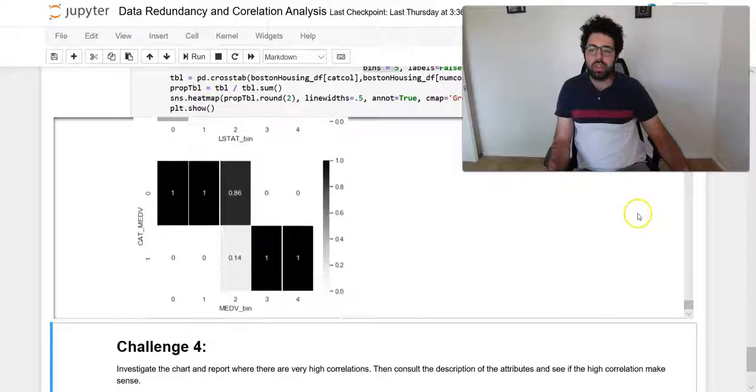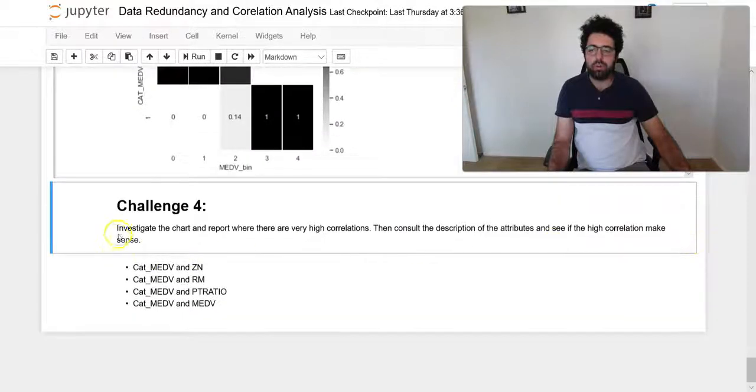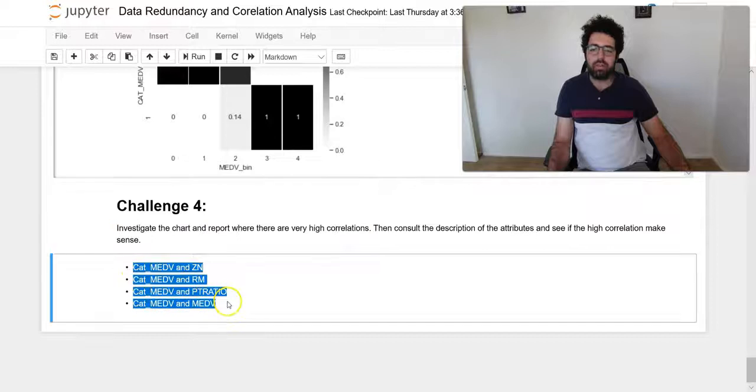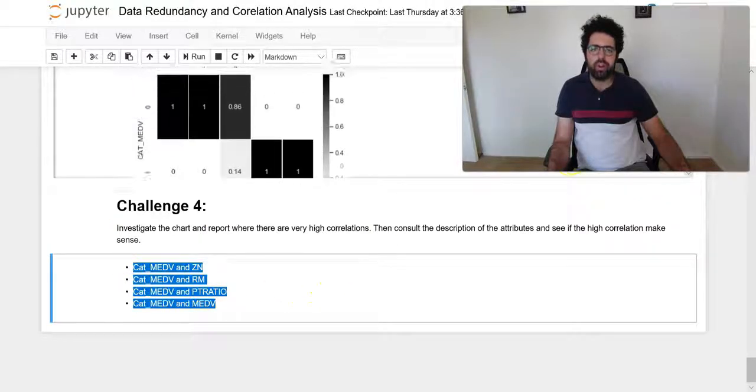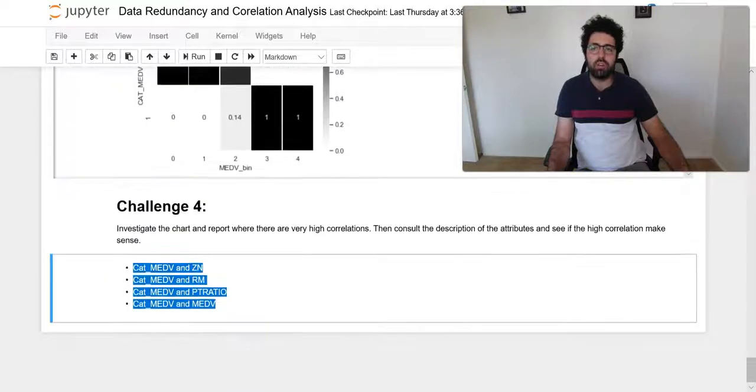So study all of these. Also look at their descriptions and see if those relationships make sense. A couple of the ones that do have high relationships are listed here. Once you have gone through all of those by yourself, check the answer.